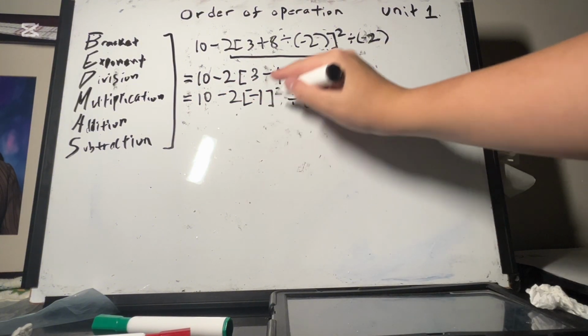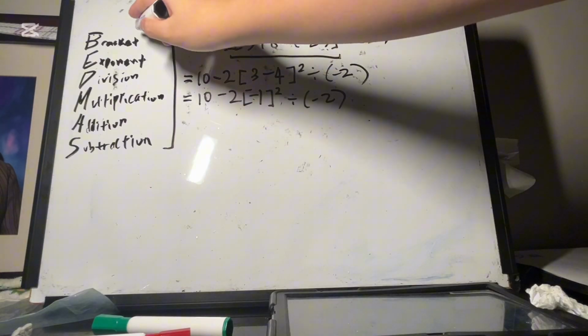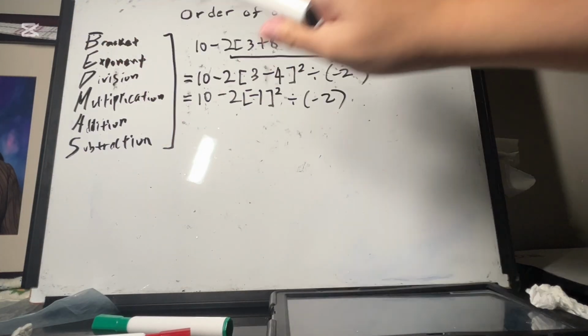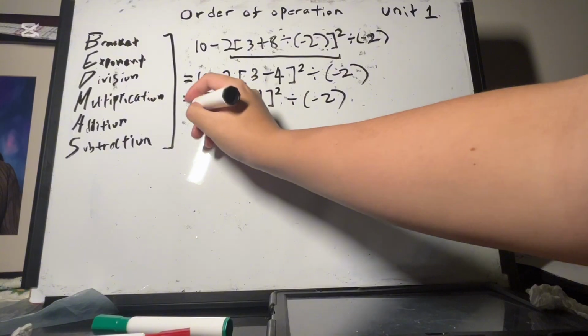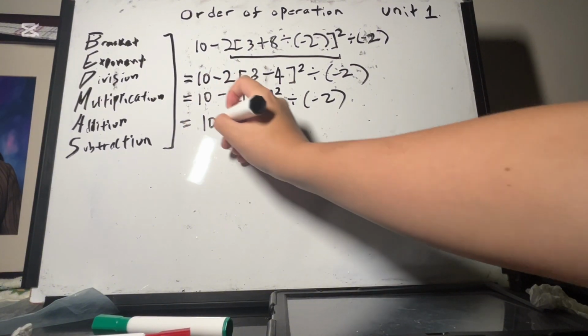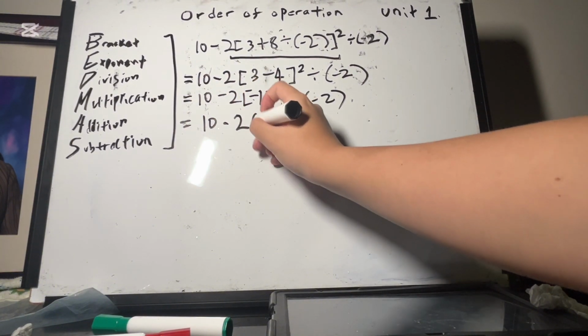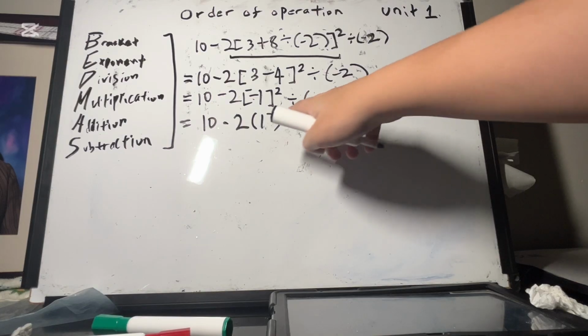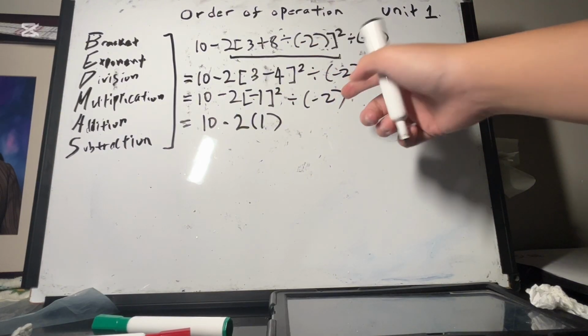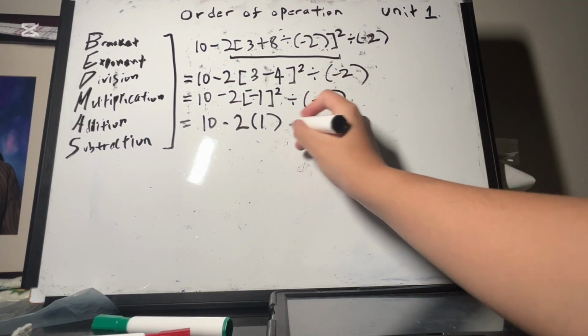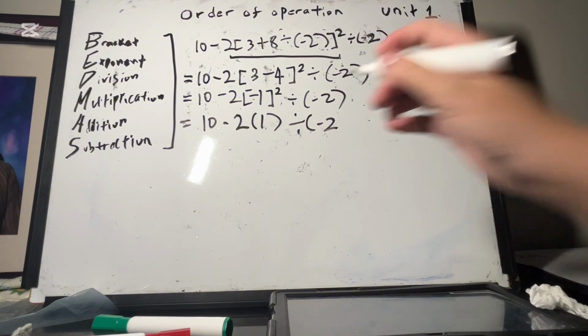You see here it has the exponent, and that's next in line. So we finished brackets. Now we're moving on to exponents. And what happens there is 10 divided by 2. And then this becomes 1, because -1 times -1 is of course 1. And then you divide that by -2.